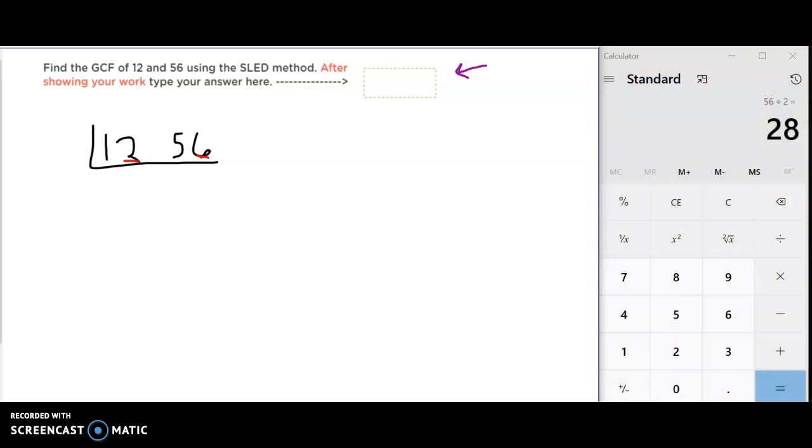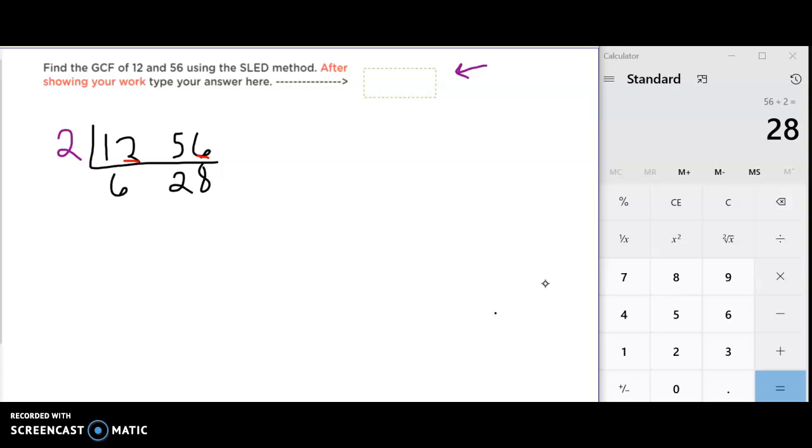So I'm going to pull out a 2. Now, once I pull out a 2, we know 12 divided by 2 was 6, and we also know that 56 divided by 2 was 28. Okay? Now, once we have that, I have to now ask myself a second question. Is there another number that goes into both 6 and 28?